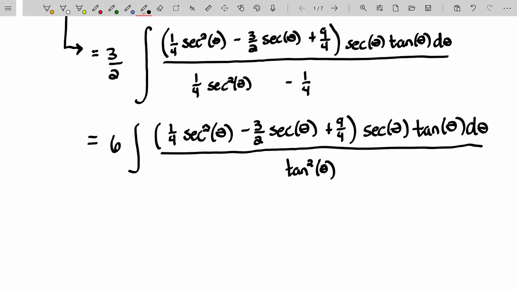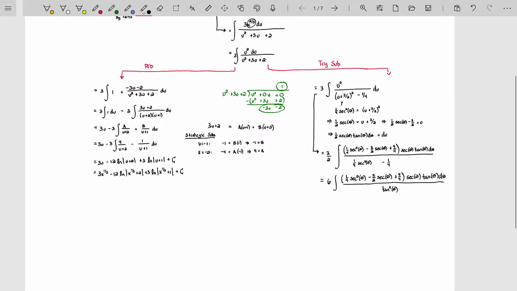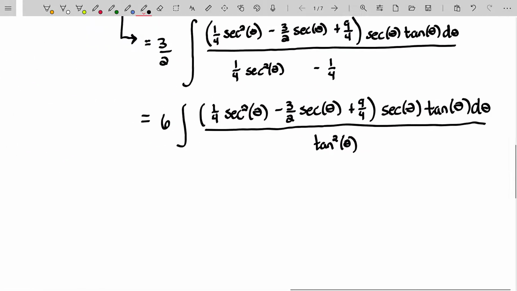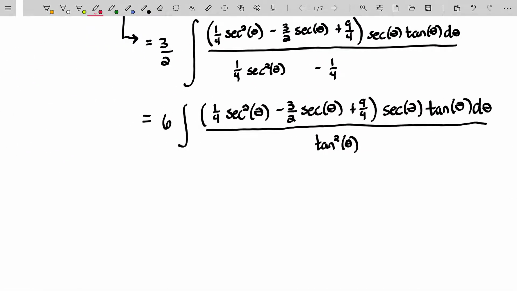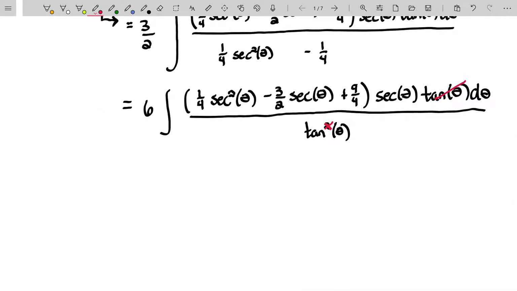Now already, just comparing to the other side, this is a lot more work. Even though the other tactic involved partial fraction decomposition, this ends up being a lot more work. But still, fair to try. The tangent upstairs will cancel with the power of tangent downstairs. Otherwise, you can go ahead and distribute that secant through the numerator. And in fact, in that numerator, I'm going to go ahead and factor out a 1/4 out of all three of those terms in here.